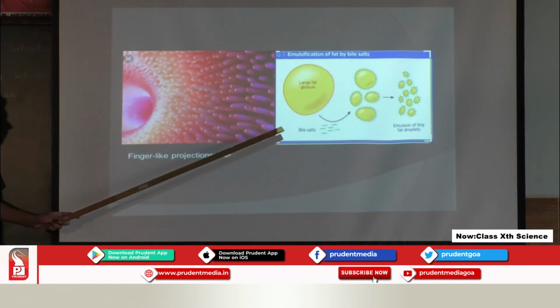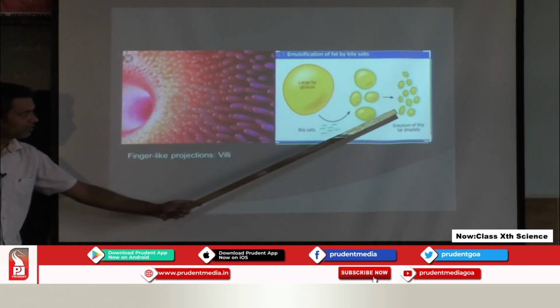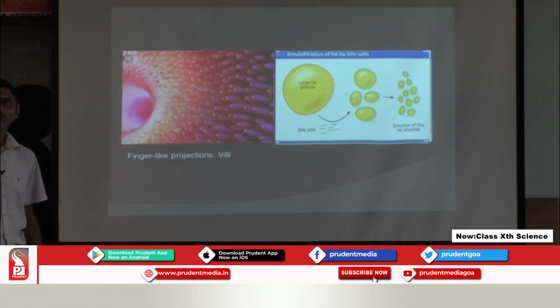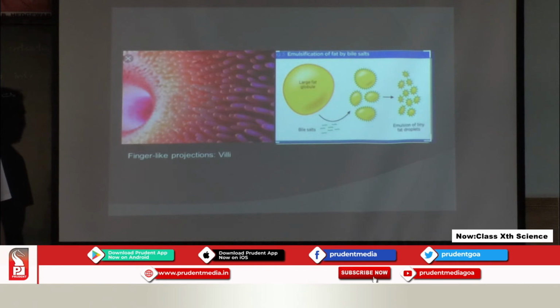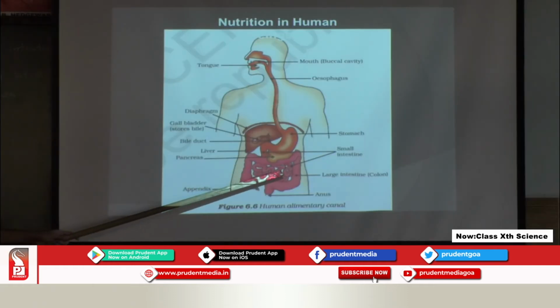And this process of conversion of large globules of fats into smaller globules of fats by bile salts present in bile juice, we call this process emulsification of fats. Coming back to this diagram regarding the small intestine, we have already covered the functions of the bile juice.